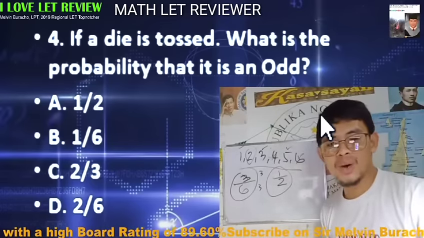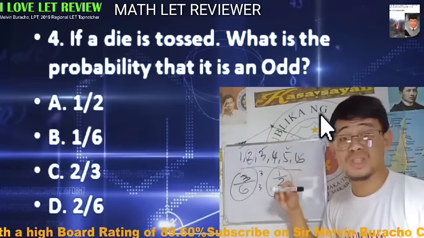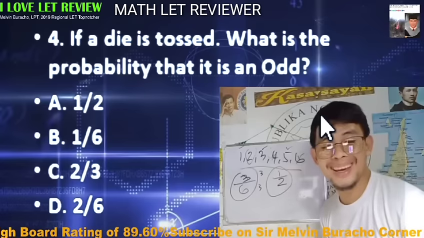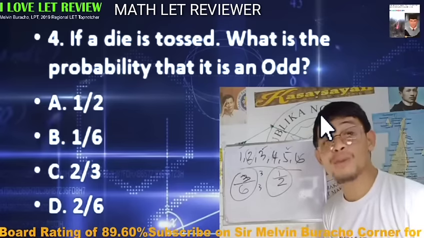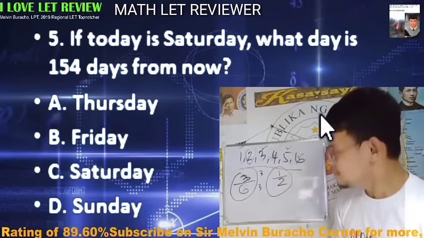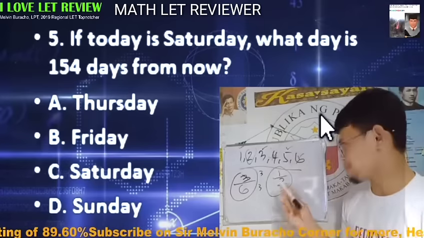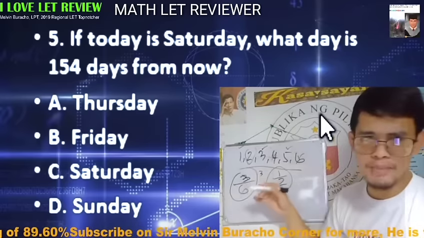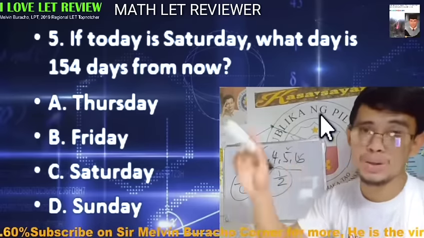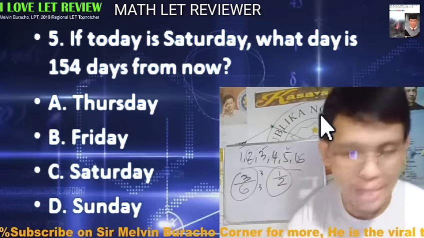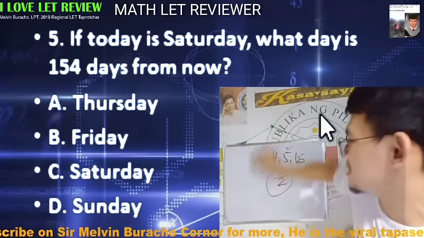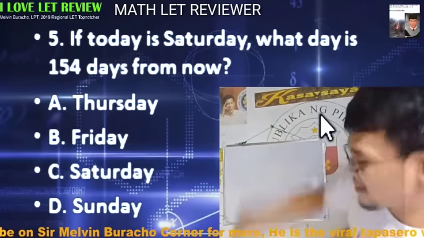Malinaw po ba? So, isang die lang po ang itinoss ninyo. So, may dalawang die mamaya na itotoss. Ito po yung problema, okay? Mamamatay tayo sa pagsosolve dito. Pero huwag po kayong mag-alala dahil kapag ganoon naman po yung tanungan, madali lang po naman. The same is true otherwise. Ang tanong dito, odd number. Kapag ang tinanong naman, even number, parehas pa rin yung sagot kapag isang die lang ang itinoss. Okay? Malinaw pa sa sikat ng araw. These are just the basics of general mathematics.